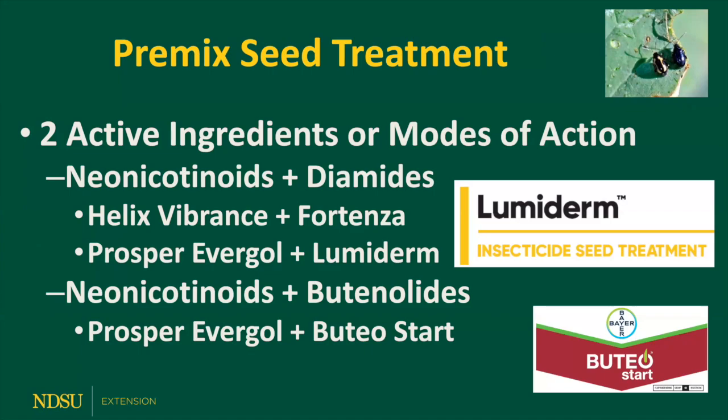I just want to be clear what a premix seed treatment is. When I say premix, that means you have two active ingredients or modes of action. We usually combine the neonicotinoids with the diamides, so it's not just a diamide out there; it's combined here in the US. I'll be referring to Helix Vibrance and Fortenza, which is the same thing as Lumiderm, and Prosper Everglow plus Lumiderm. Another set is the neonics with the butenolides, Prosper Everglow and Buteo Start.